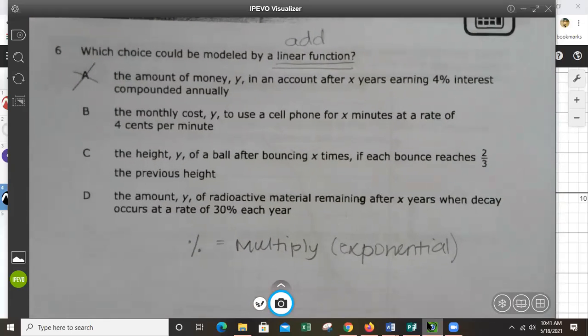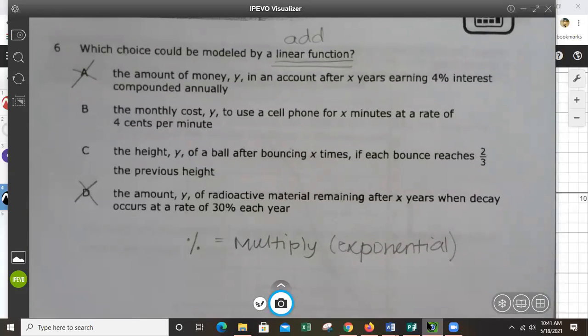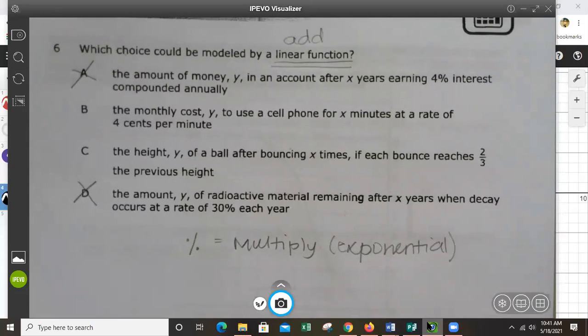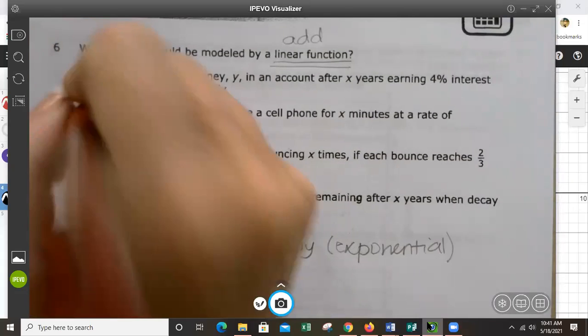Okay. Do you see any other percents? D. So we can mark that one off because we know a percent is not going to be linear. So here's your question. Use a cell phone for X minutes at a rate of 4 cents per minute. Is that happening every single time? Is it consistent? Or 2/3 the previous height? It is B, 4 cents per minute.